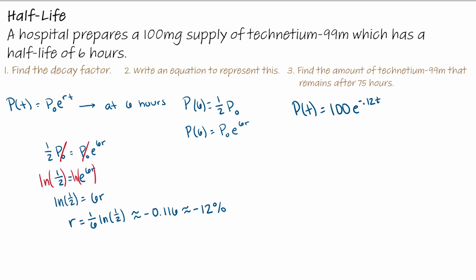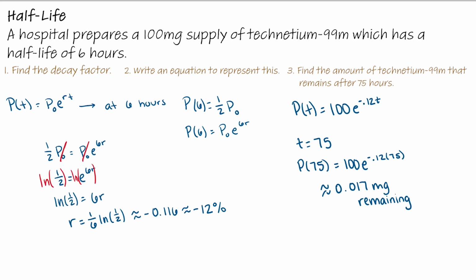Now, to find the amount of technetium-99 that remains after 75 hours, we're going to plug in 75 for T. So P of 75 is equal to 100 times e raised to the negative 0.12 times 75 power. Plugging that into our calculator gives us approximately 0.017 milligrams remaining of technetium-99.